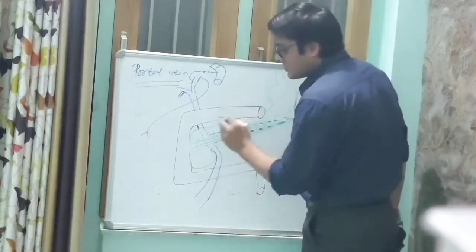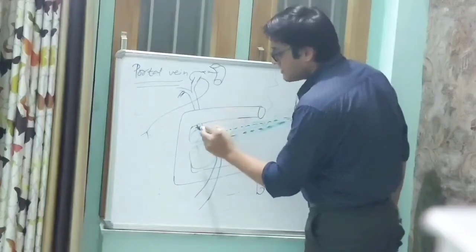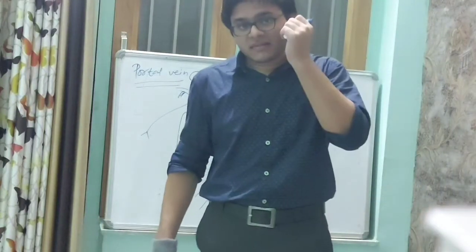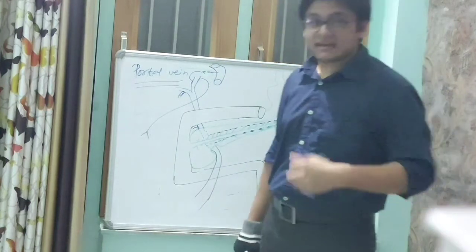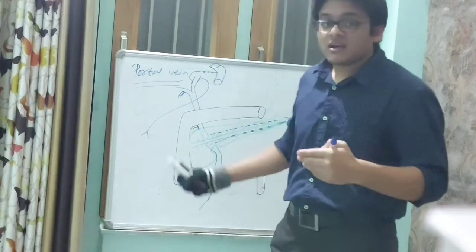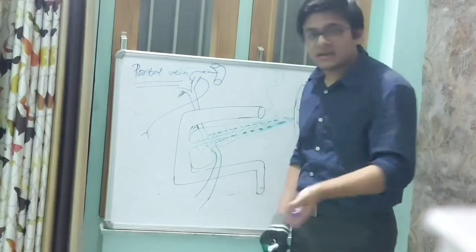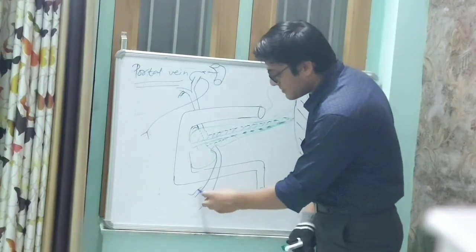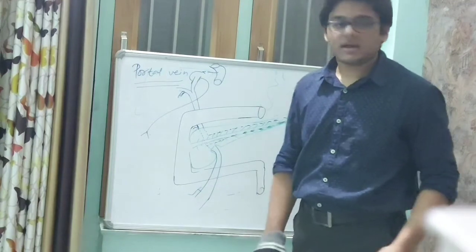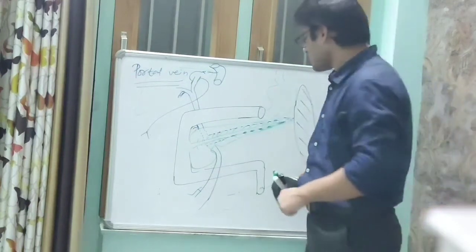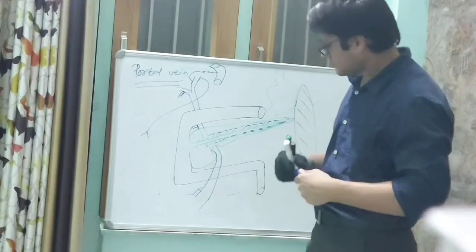I told you that there is a branch which is known as superior pancreatico-duodenal vein. You might be wondering why inferior pancreatico-duodenal vein is not its tributary. This is because the inferior pancreatico-duodenal vein itself drains into the superior mesenteric vein, and superior mesenteric vein is what is forming the portal vein. So these are the tributaries.